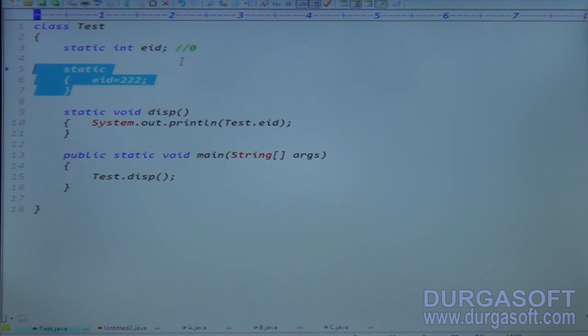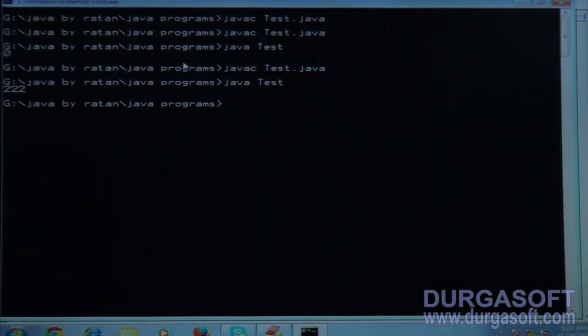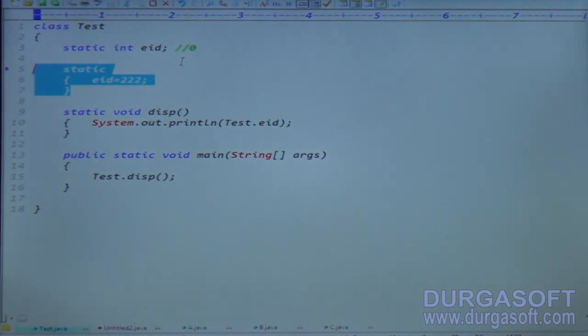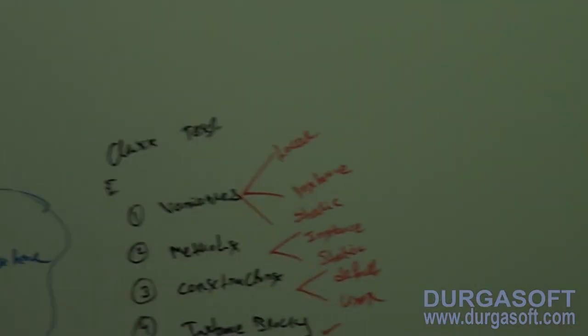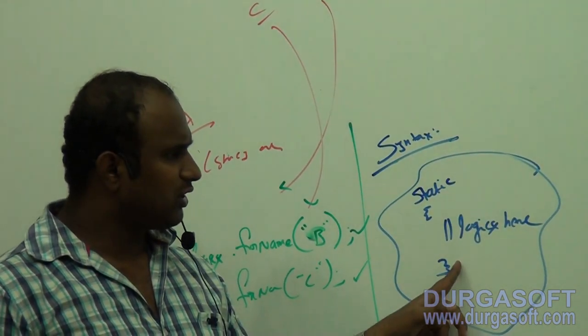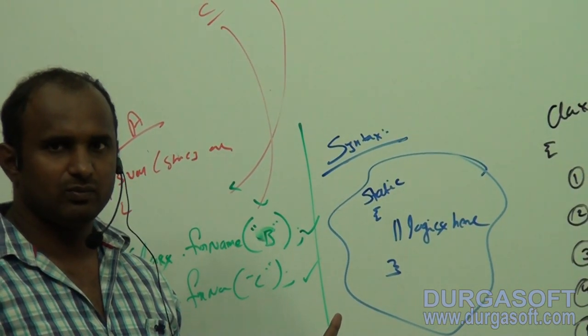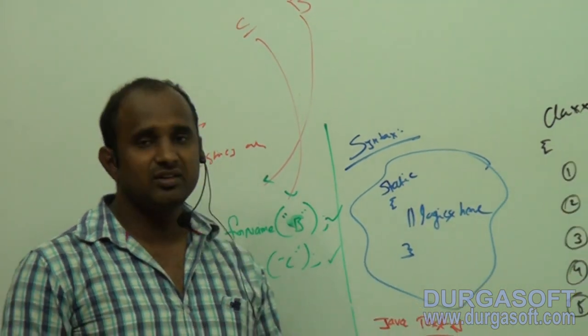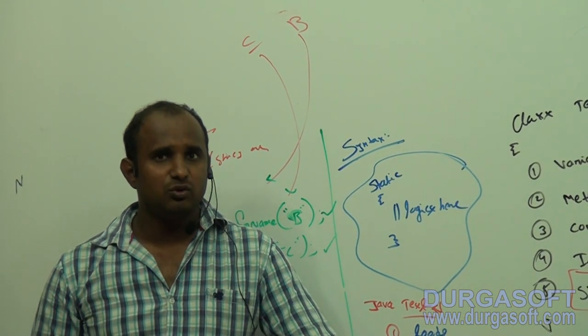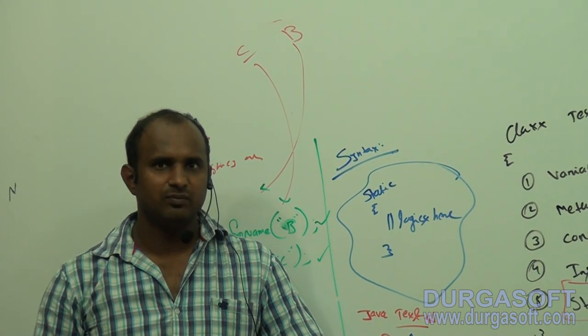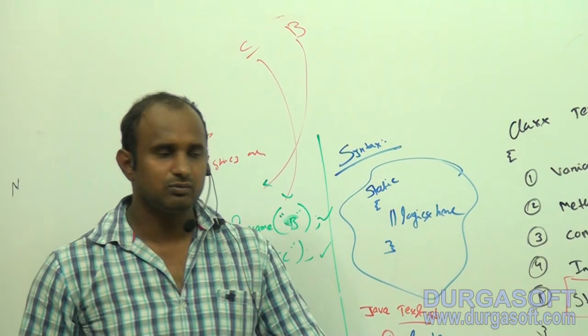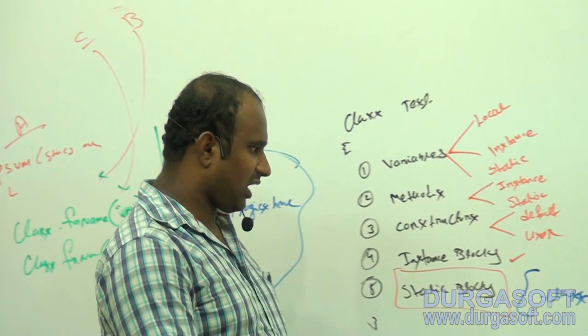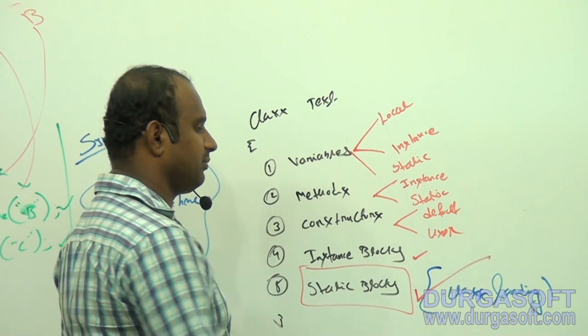So the point is clear. This is the information regarding static blocks. Just two advantages. Advantage number one, write the logics; those logics are executed during class loading. Advantage number two, the static blocks are used to initialize static variables. Clear? Good. So check the class. The static blocks are also completed.